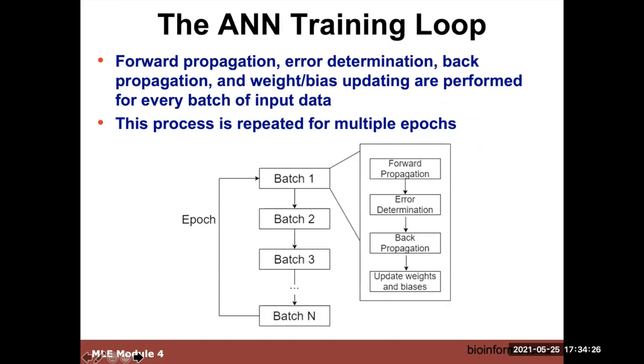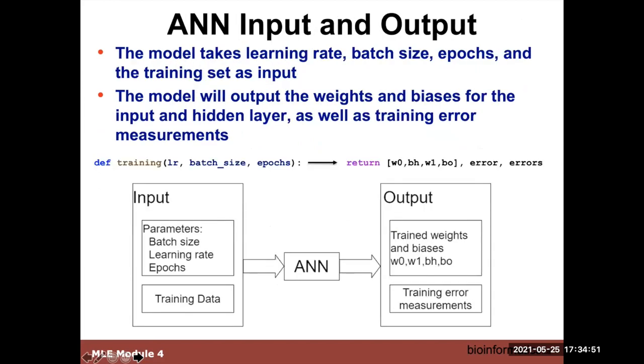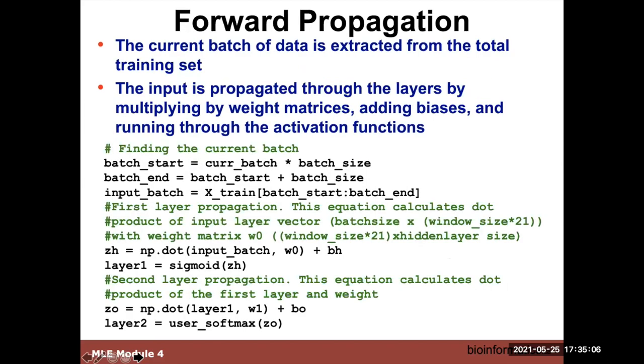The training loop is exactly the same. This idea of looking at these different batches: do the forward propagation, error determination, back propagation, update the weights and biases. We do this for batch 1, 2, 3 to batch N. Once we've completed that, we've completed one epoch, and then we repeat for hundreds of epochs to make sure the training is thorough and complete. Again, this is very similar to the slides we saw, and in many respects, this is just recycling a lot of the same architecture. We have to worry about the learning rate and batch size. We want outputs which return the trained weights, the biases, and the error measurements.